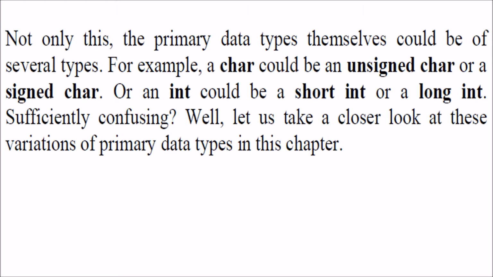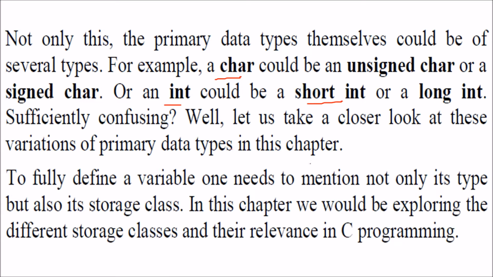So not only the primary or primitive data type, along with this you can have a character, say unsigned char, signed char. You can have an integer which is called short int and long int. So what do short, long, unsigned, signed mean? Let us discuss in this chapter what character, integer and float have to offer you.